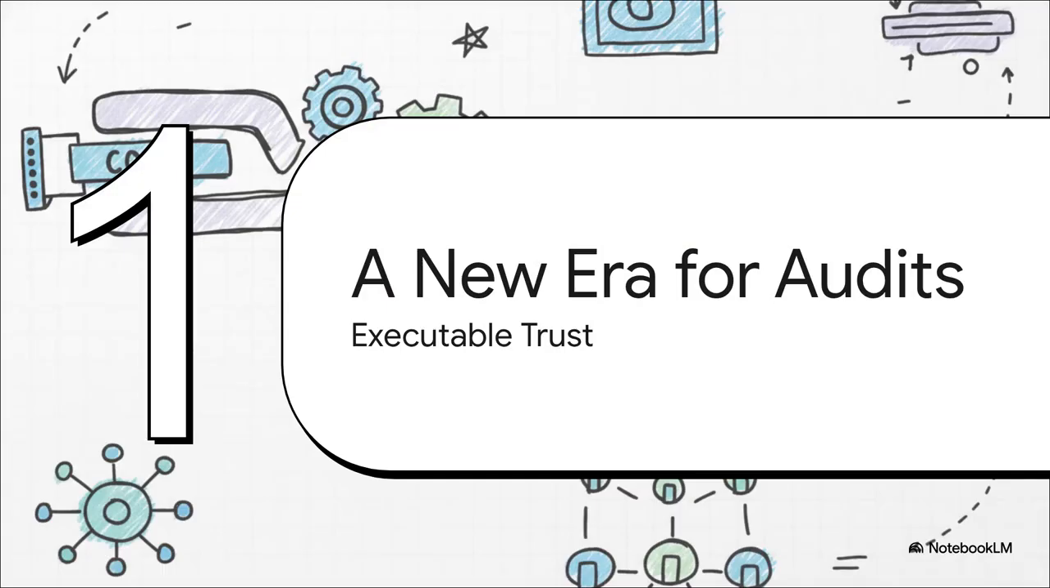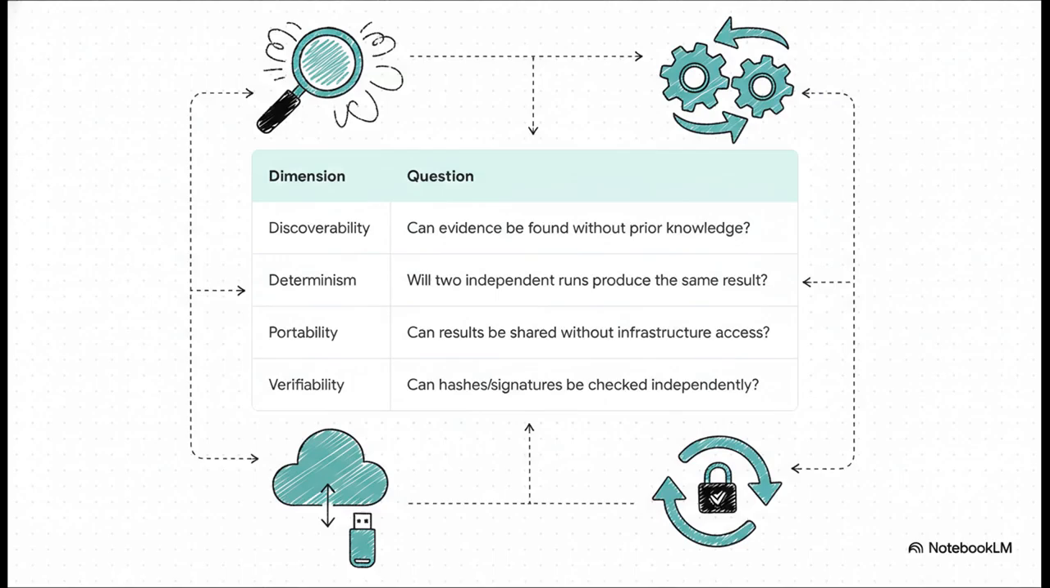Nothing's hidden. Okay, so let's zoom out for a second and look at the big picture here. This whole approach gives us a really powerful new way to think about trust. And we can boil it down to 4 key ideas, 4 dimensions. This table is awesome. Think of it like a trust lens you can use to evaluate any system. You just ask these 4 questions. 1. Is it discoverable? Meaning, can you find the proof without needing insider knowledge? 2. Is it deterministic? Will you get the exact same result every single time you run it? 3. Is it portable? Can you share the proof easily? And finally, 4. Is it verifiable? Can anyone check the crypto signatures on their own?